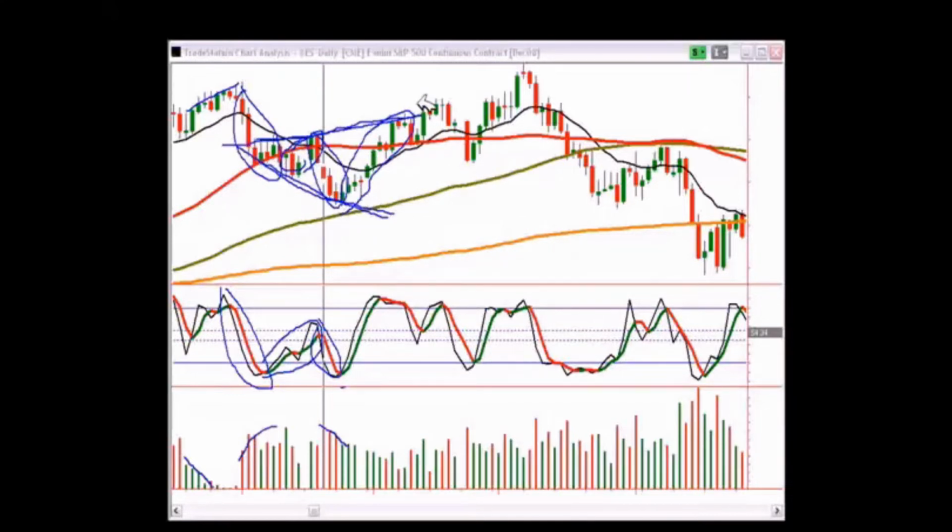So we make a lower low and a higher high. So we get a nice big move up. But what happens? Volume still continues to go down a little bit. So now we're thinking, what in the world is going on here?